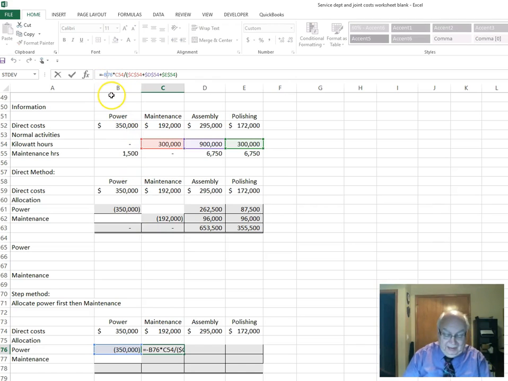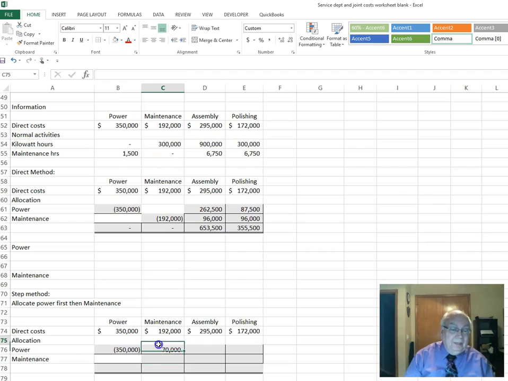And I forgot the absolute value on that one again. Okay. And then we allocate it across, because what we'll do for this one is we'll take the 350,000 times 900,000 divided by the 1.5 million. And this is the 350,000 times 300,000 divided by the 1.5 million again.